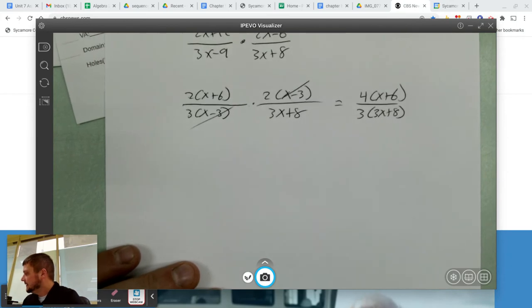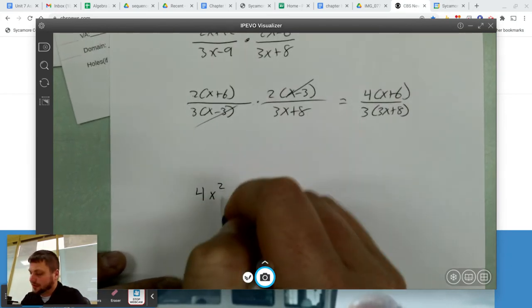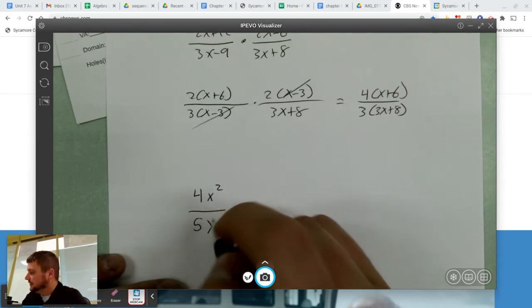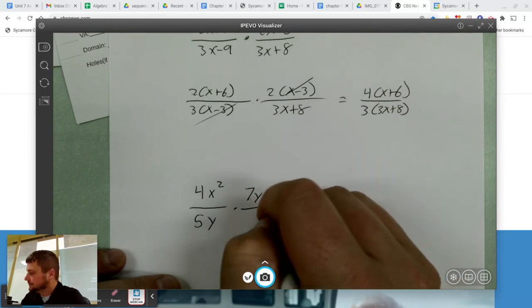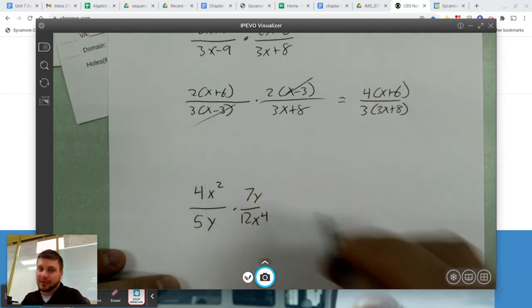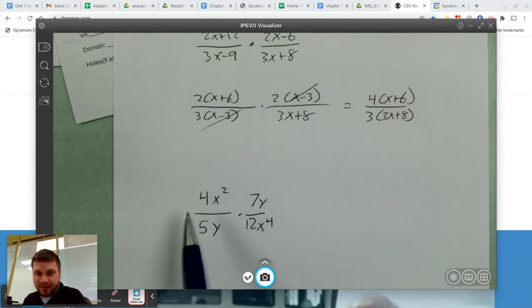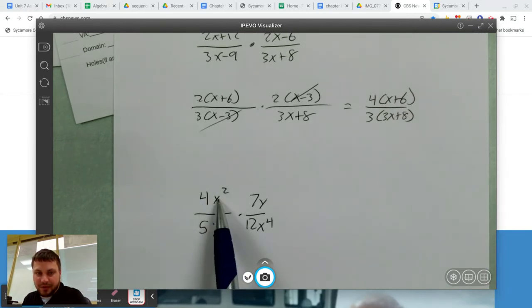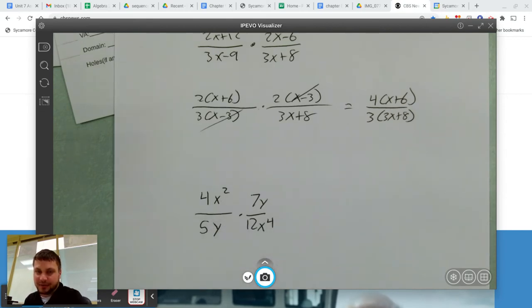Okay. The last one I want to try to do with you, just to make sure you understand, I think these are simple, but sometimes when I don't do an example, people will get confused. Is one like this. First of all, know that all of these things are eligible to be canceled because there's only multiplication going on. 4 times x squared, only multiplication. Times, still multiplication. 7 times y, still multiplication. Same thing going on down here.